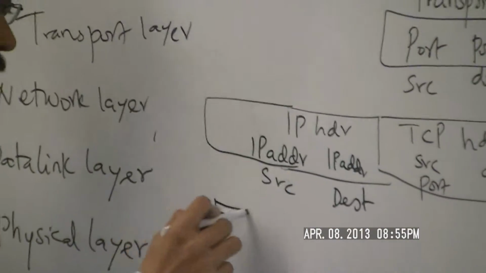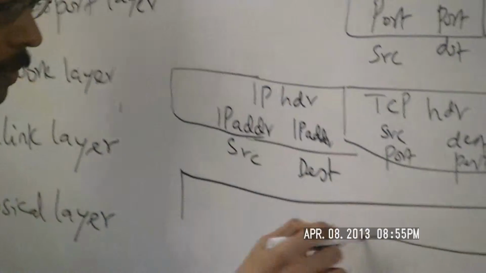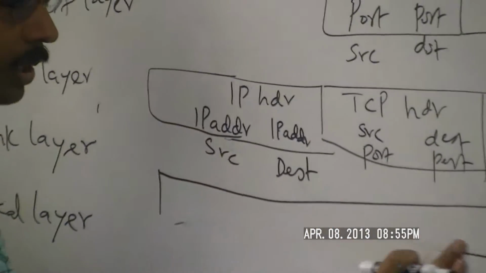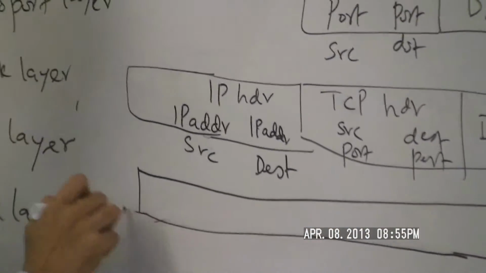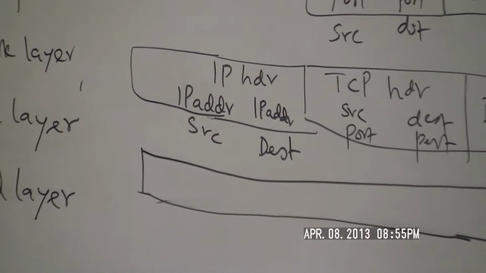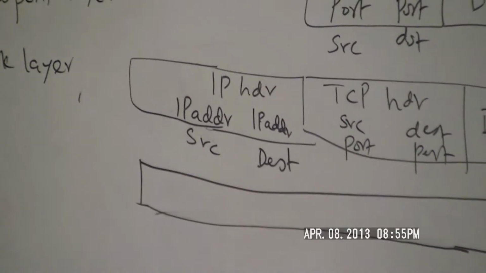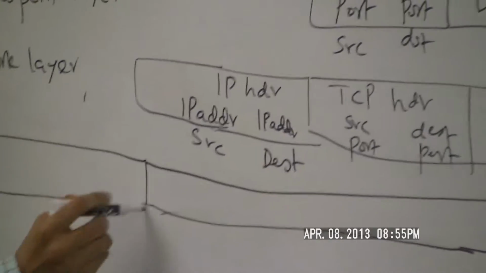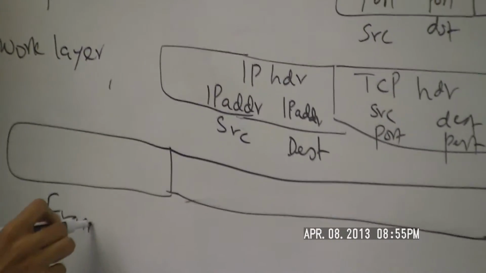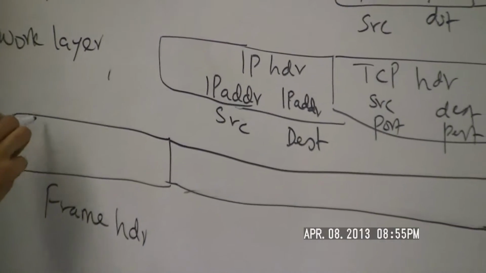So now when this is sent down to the link layer, still you are at the source, right? The source means what? The sending machine process, right? So what you attach with this is a frame header. A frame header is what? It has the MAC addresses. So what do I mean by a MAC address?